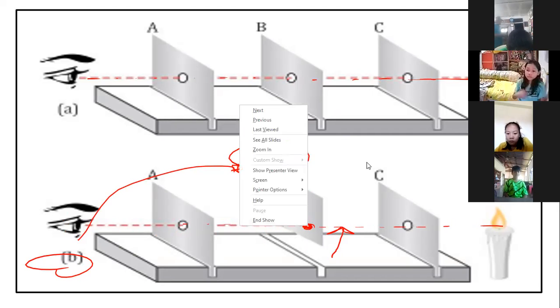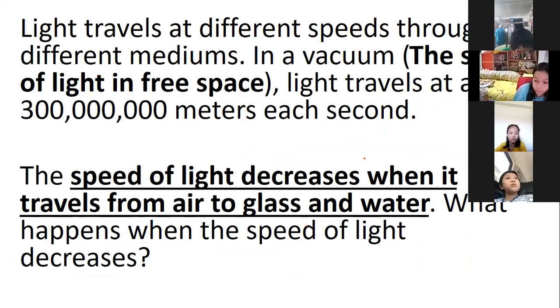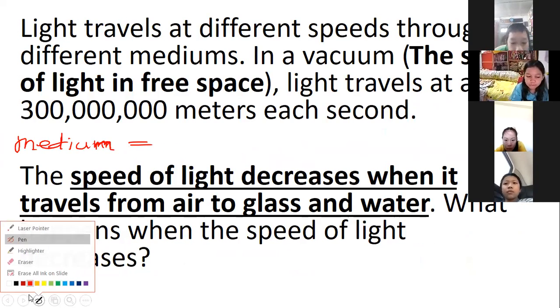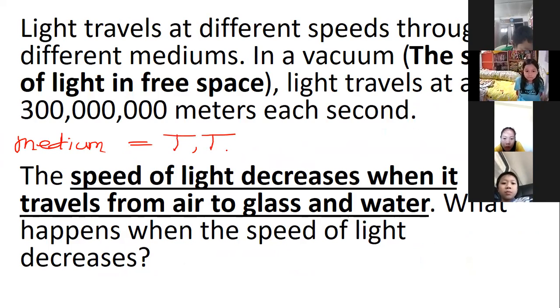But as I have said last week, if this light travels into a medium, I think Pason answered me. What are the mediums of light? The mediums of light are transparent, translucent, and opaque. So these are the mediums of light.